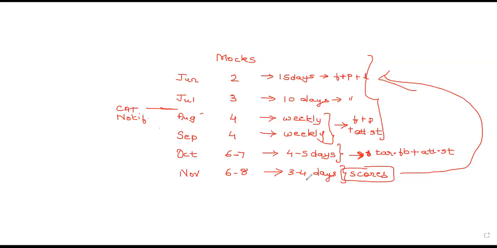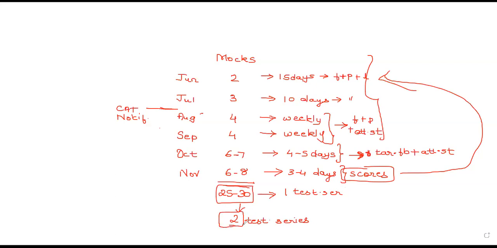So if I go with this kind of a mock structure, the total number of mocks that I would be attempting would be anywhere around 13 plus 15 or 13 plus 12, which means 25 to 30 mocks would be my overall attempt pattern. Now here, a common question that students ask me is, should I go for one test series? Should I go for multiple test series? I generally suggest that 2 test series is generally a good number for you to practice.